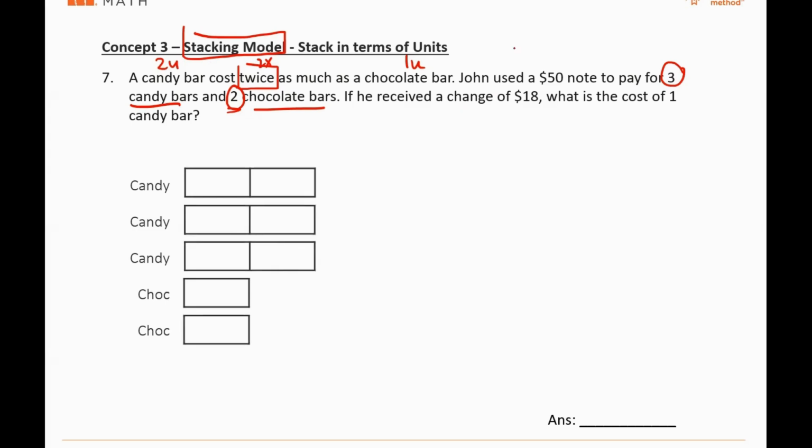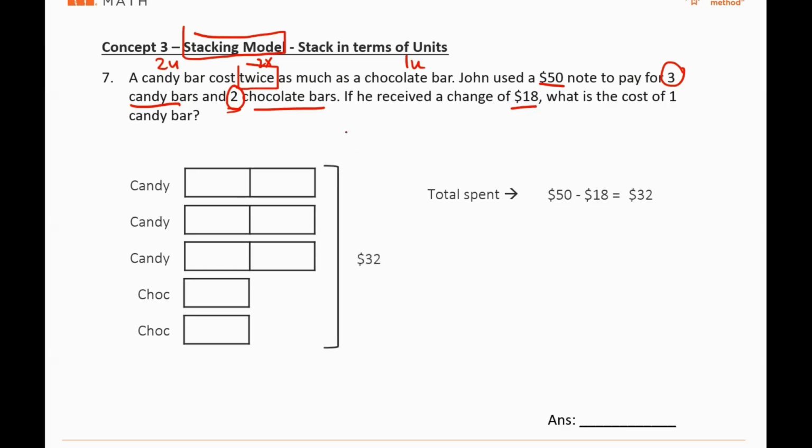Okay, so for this question, they did not tell us the total straight away. What they tell us is that John used a $50 note to pay and then received a change of $18. So when you pay with $50 and receive a change of $18, how to find how much you have spent? You just take the total minus the change. So $50 minus the $18 change, you get $32. So all the candy bars and chocolate bars total up to $32.